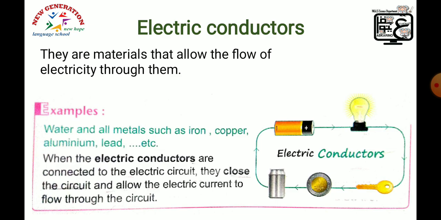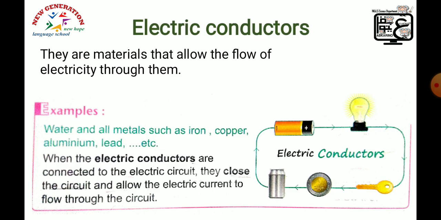Okay, when the electric conductors are connected to the electric circuit, they close the circuit and allow the electric current to flow through the circuit. Okay, and don't forget this information. They close the circuit and allow the electric current to flow through the circuit.